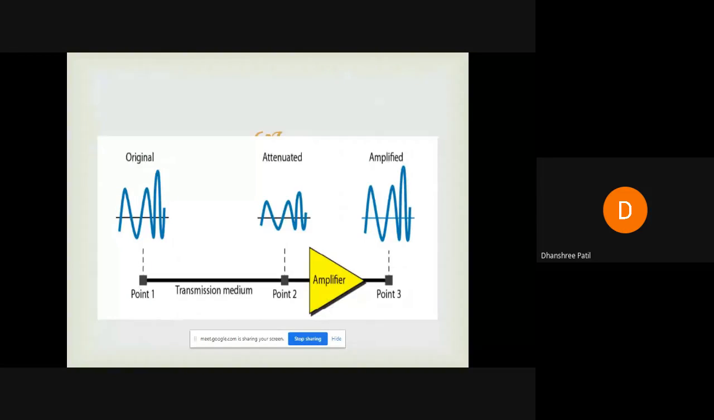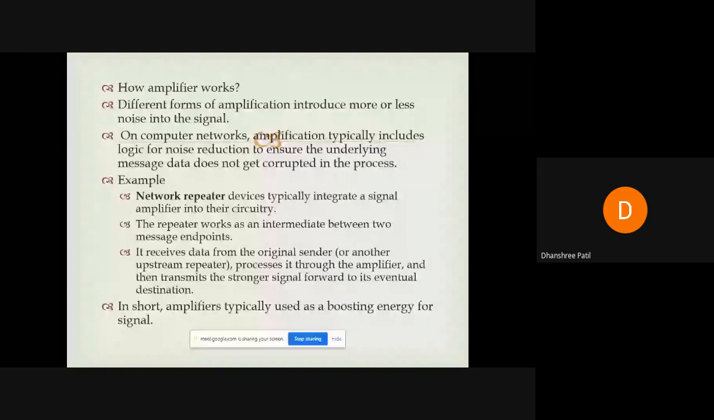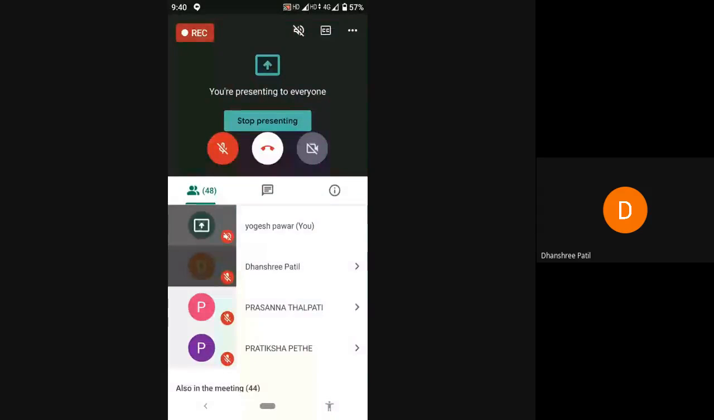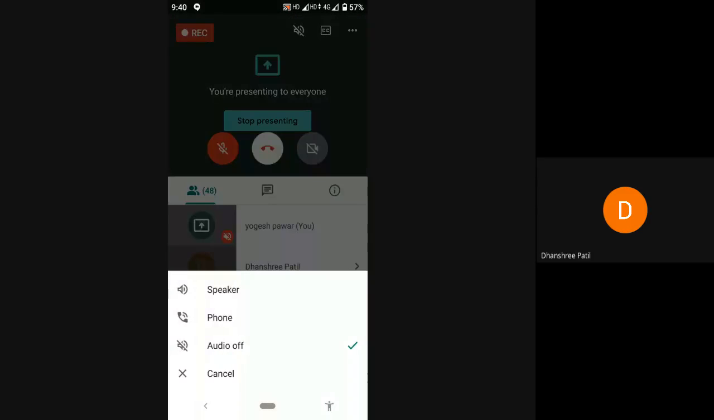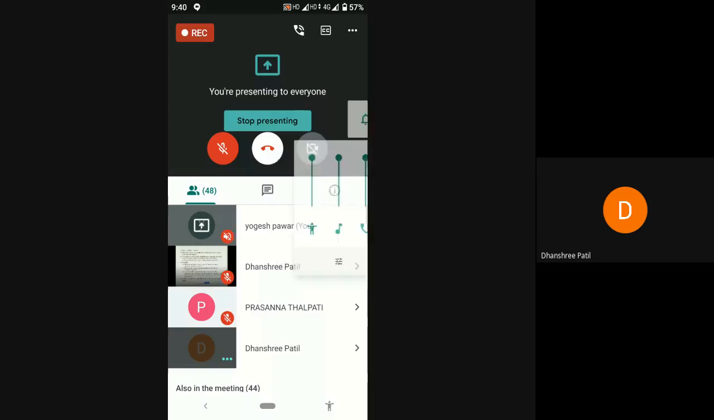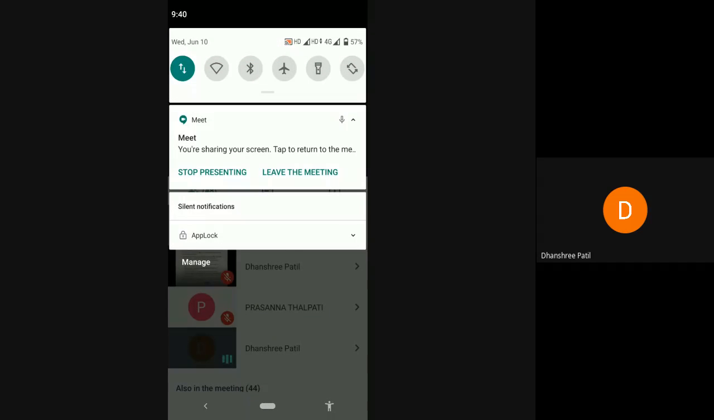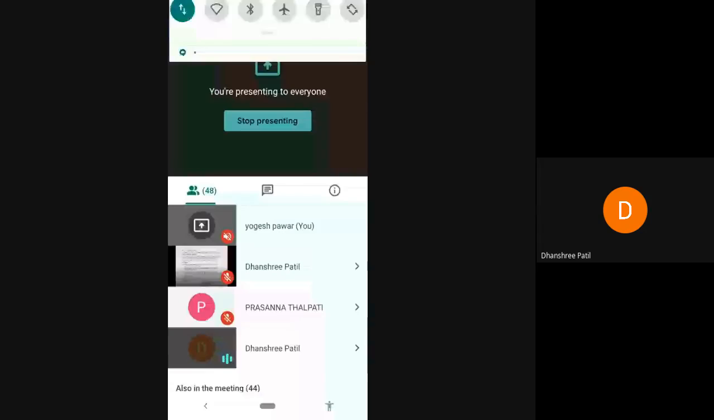Now which type of amplifiers are used? How do amplifiers work? Different forms of amplification introduce more or less noise into the signal. So there are lots of types of amplifiers which are used to get the original signal. In computer networks, amplification typically includes logic for noise reduction to ensure the underlying message data does not get corrupted in the process. Okay, so amplification कशासाठी यूज होतं तर generally what it does, it just reduces the noise and ensures that the message, whatever is sent over this transmission medium, should not get corrupted. So that is the use of the amplifiers.